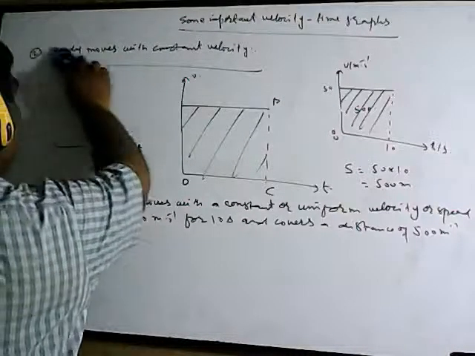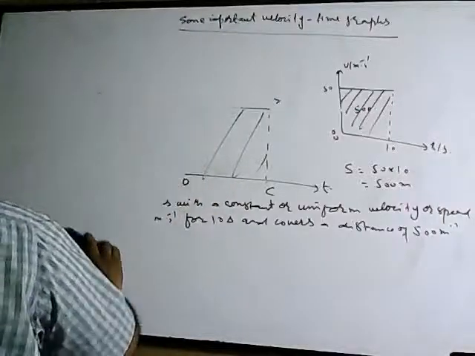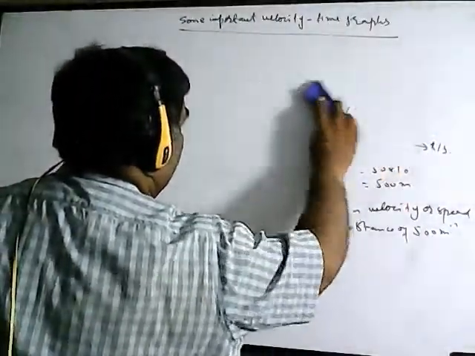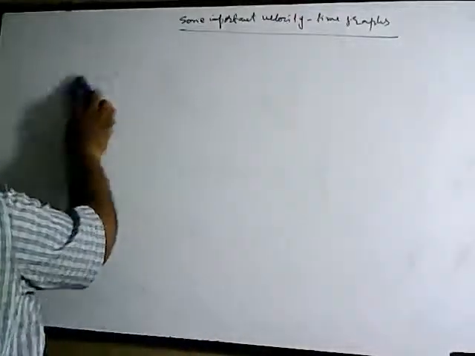But velocity is not usually constant, and in our course there is constant acceleration. If it is constant acceleration, what does the graph look like?